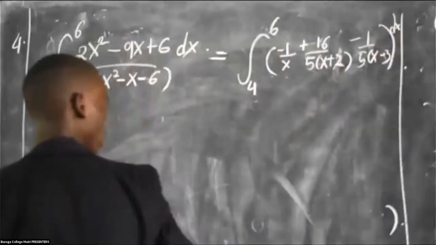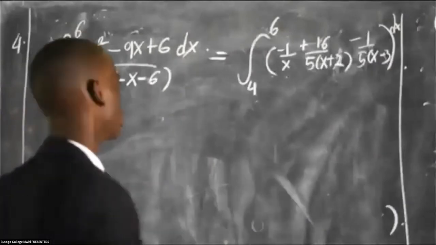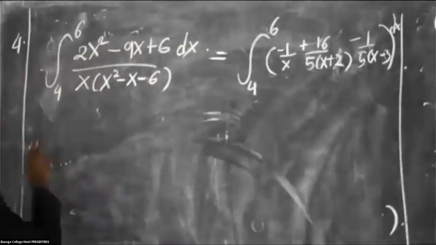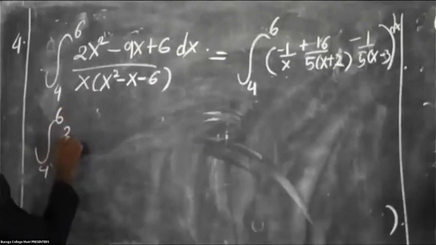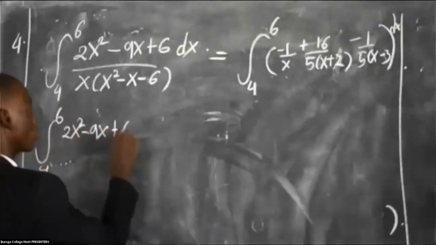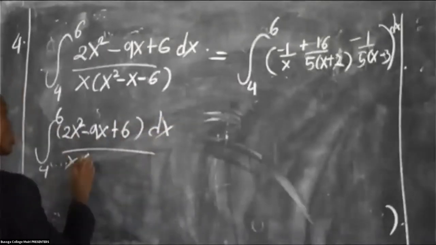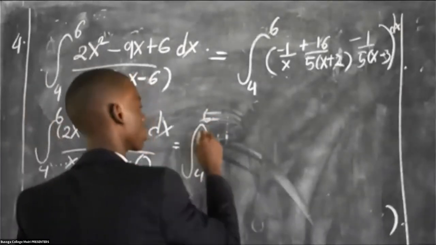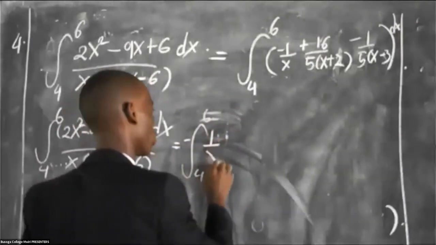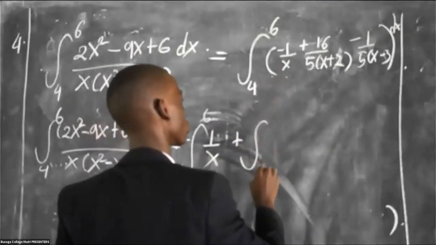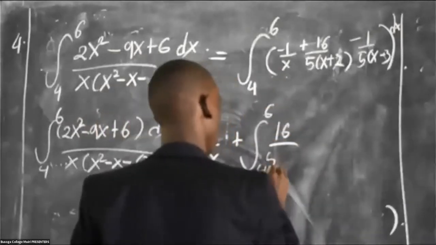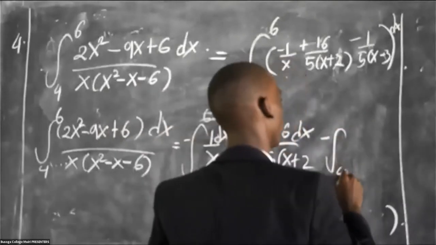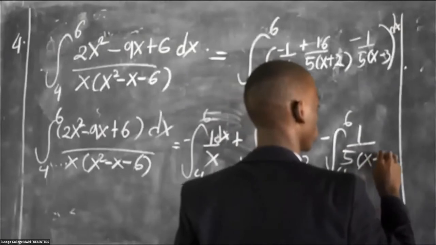But we understand the integral of all that is a sum of the different integrals. So this is equal to the integral from 4 to 6 of 2x squared minus 9x plus 6 with respect to x out of x into x squared minus x minus 6 is equal to, first of all, integral from 4 to 6, negative 1, so that I put the negative outside, 1 out of x, then plus integral from 4 to 6, 16 out of 5 into x plus 2, with respect to x, sorry about that, minus integral from 4 to 6, 1 out of 5 into x minus 3 with respect to x.